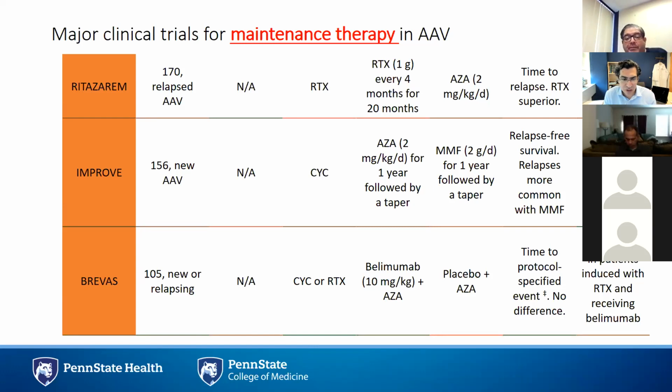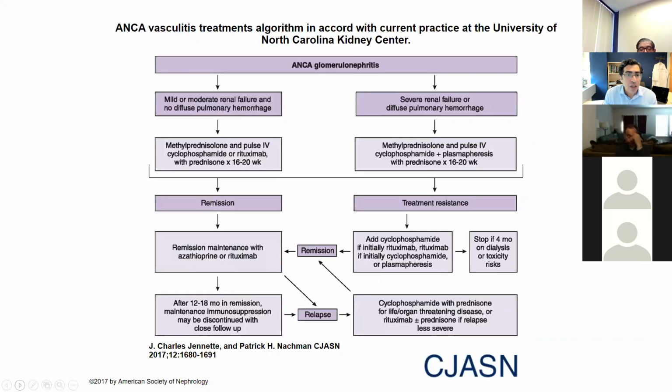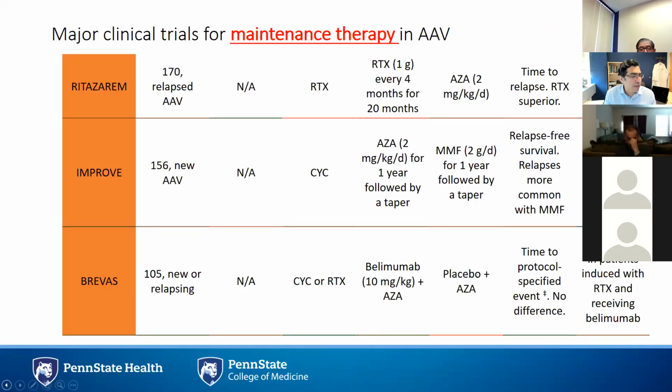And there's another important trial called BREVIS, 105 patients, and in this trial, this was a belimumab trial with placebo and azathioprine, and again, this is a no difference trial. And no relapses were noted in patients who got rituximab to begin with, and then they received this new belimumab maintenance therapy. So, any comments on the maintenance from my panel experts? Any drug which stands out to you, or any concluding remarks?